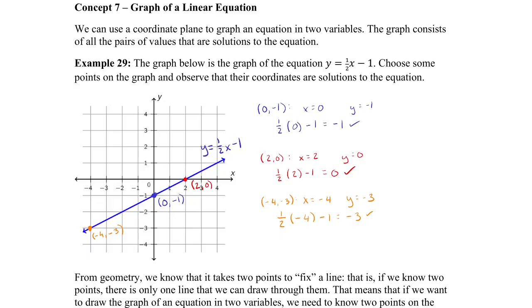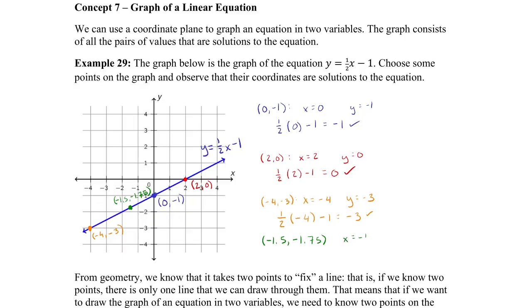We can even do it with points that are in between, although it's hard to read their coordinates. It's hard to read the coordinates of this point, but I claim that the coordinates of this point are negative 1.5, negative 1.75.